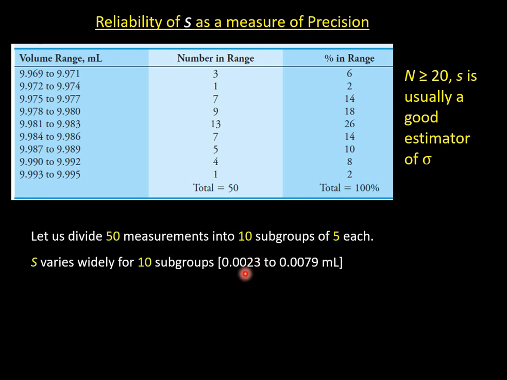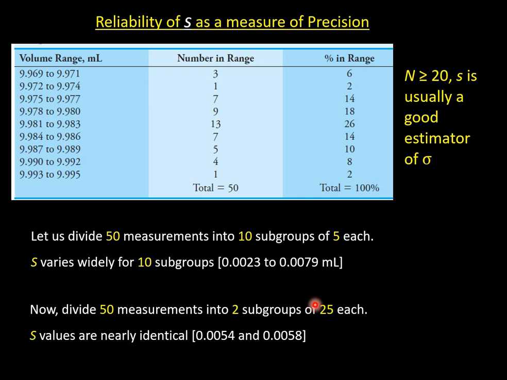Now let us divide the 50 measurements into 10 subgroups of 5 each, so that n1, n2, n3 and so on. We can calculate S for each subgroup using the formula, and we see that the S values vary widely for the 10 subgroups. It is from as low as 0.0023 to as high as 0.0079.